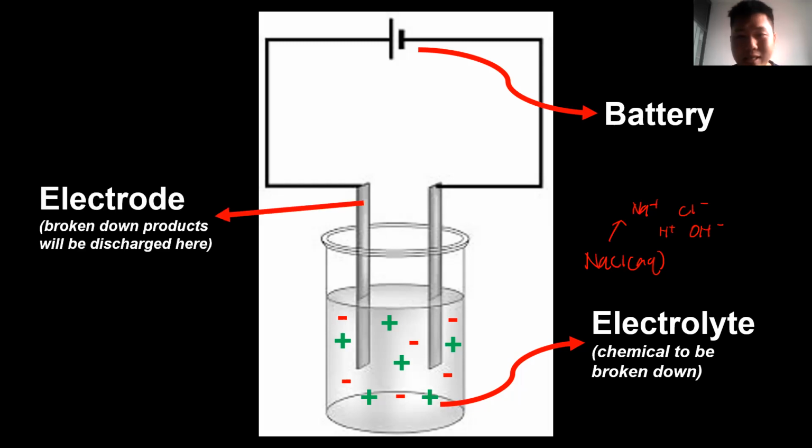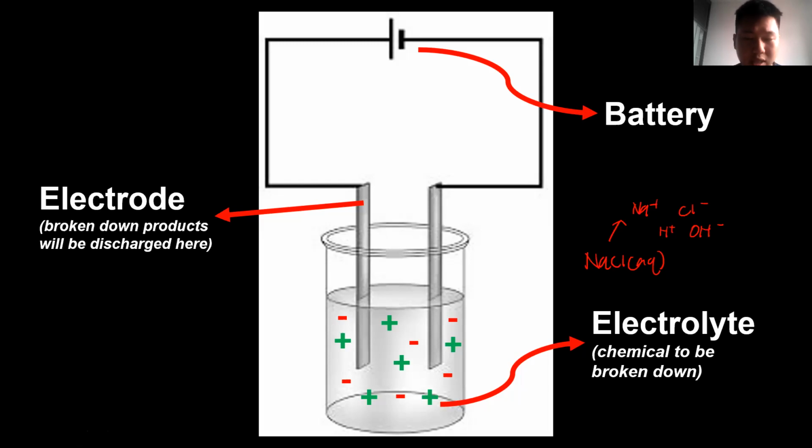Another key term that you need to know for this chapter is the electrode. What is the electrode? The electrode is the piece of metal over here. It can be metal or it can be graphite. It's a thing that we put inside the solution, connecting the wires and the solution so that the electric current can flow through in this closed circuit. For this electrode, we can simply understand it as where the broken down products will be discharged. So this is a general explanation of the electrode.